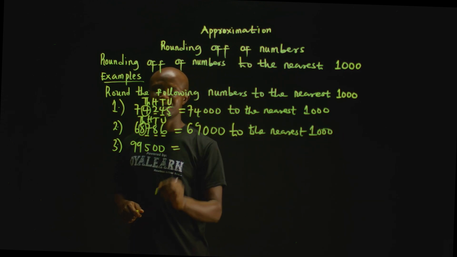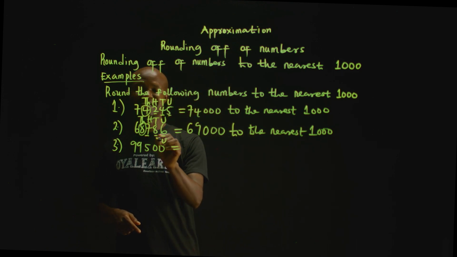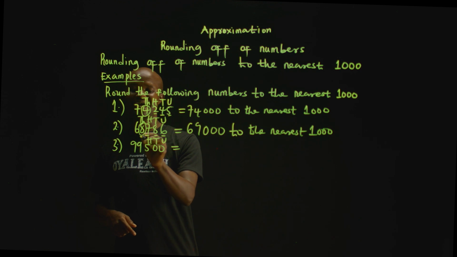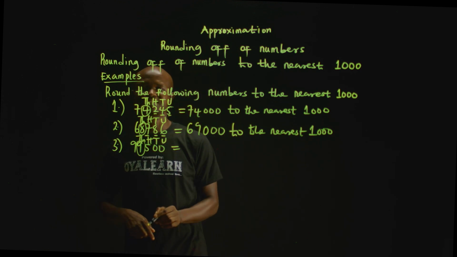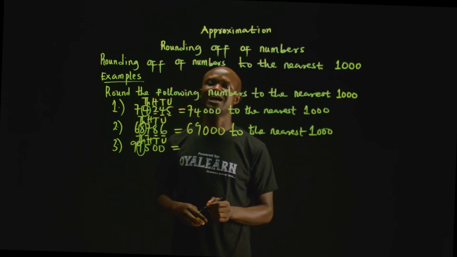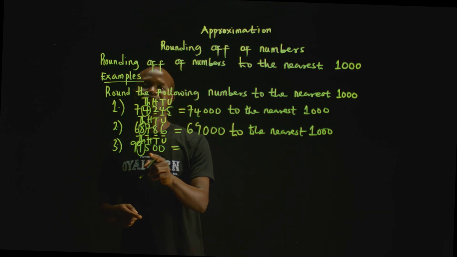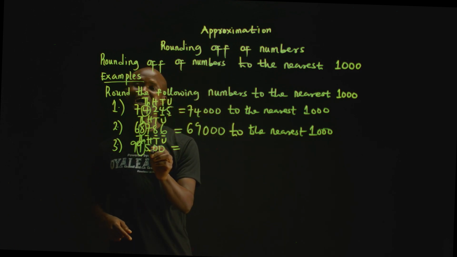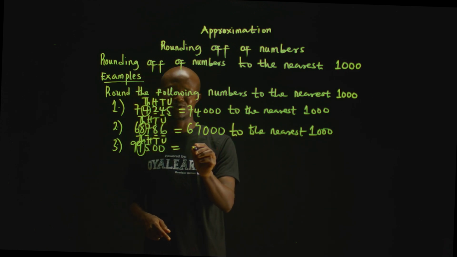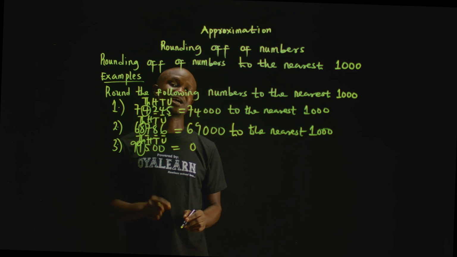Now we have 99,500. We use units, then tens, 100, and 1000. Now what do we have here? We have 9 under TH. And at the back of 9, what are we having? We have 5. Then we are going to take 1 from this 5 and add it to 9. So what are we having? We have 10. 9 plus 1, we have 10.